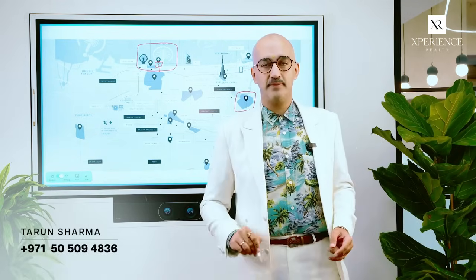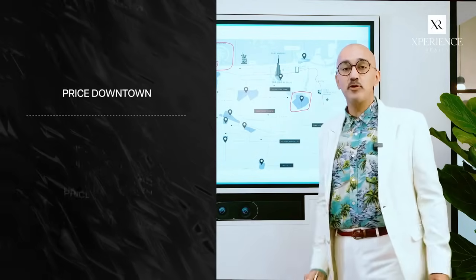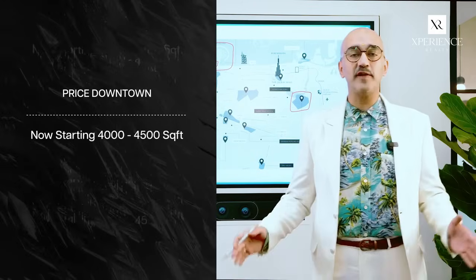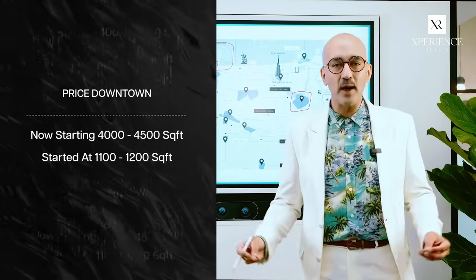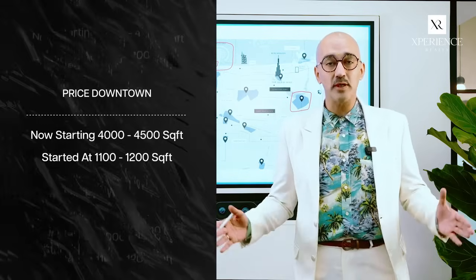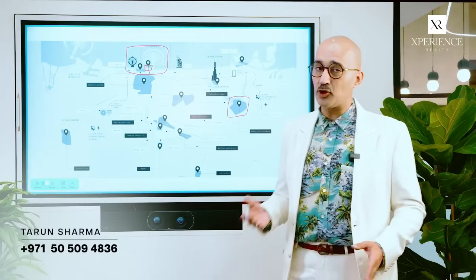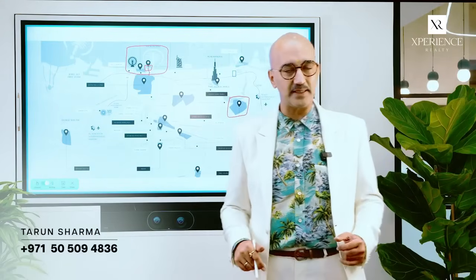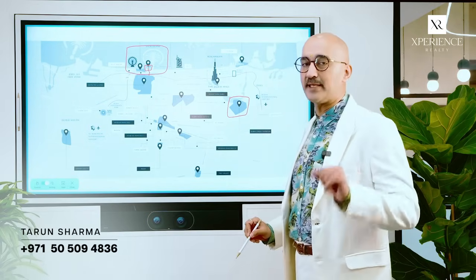Now, fast forward, come back to 2024. Prices around downtown and Burj Khalifa are between 4,000 to 4,500 dirhams per square foot. What started trading at 1,100, 1,200 dirhams per square foot has grown and reached 4,000 to 4,500 dirhams per square foot. So I'm sure you will not be chuffed with that property consultant. Now me, I don't want to be that property consultant whom you will remember for the wrong reasons. I want you to remember me for all the right reasons. So, Dubai Creek Harbour is downtown 2.0 in making.